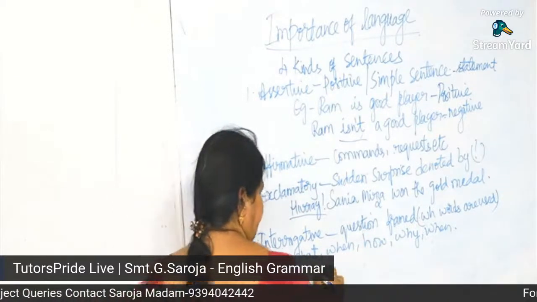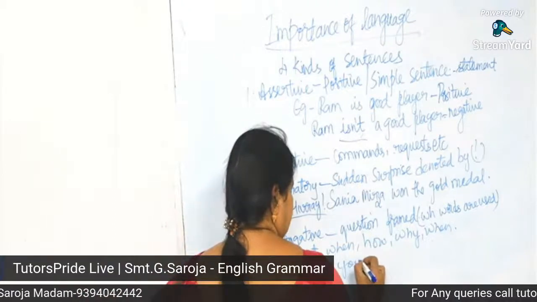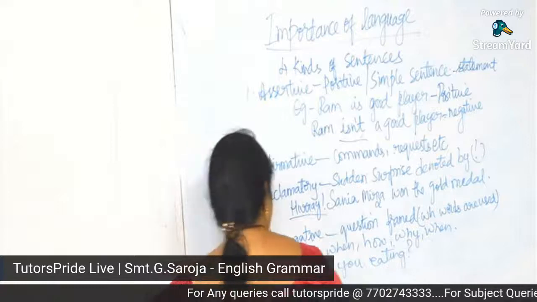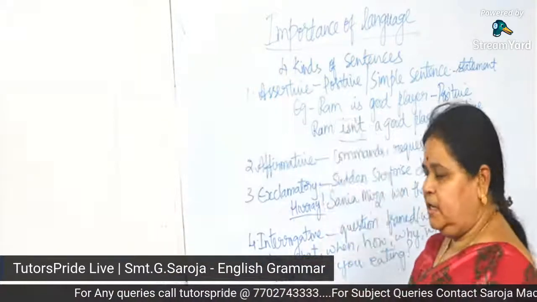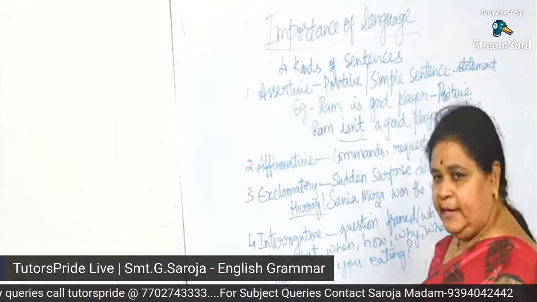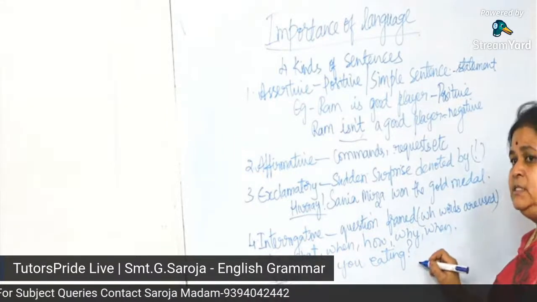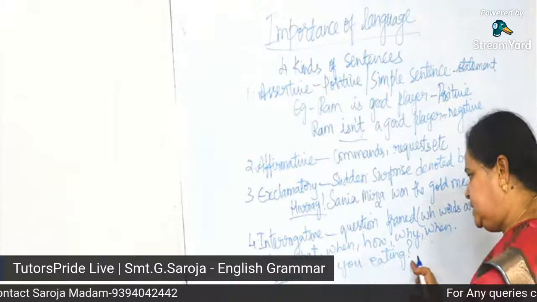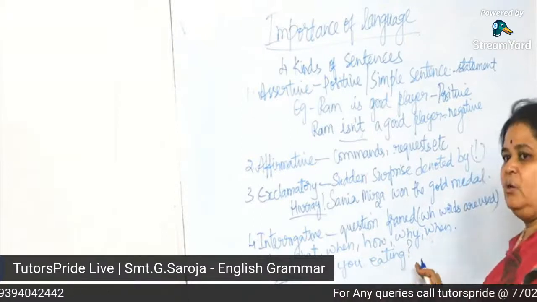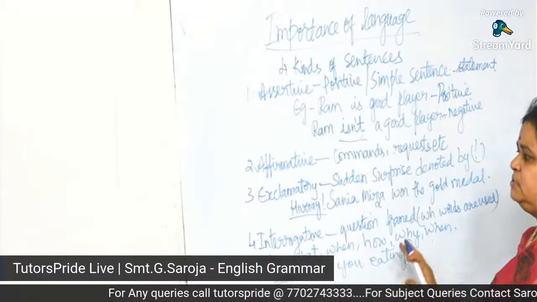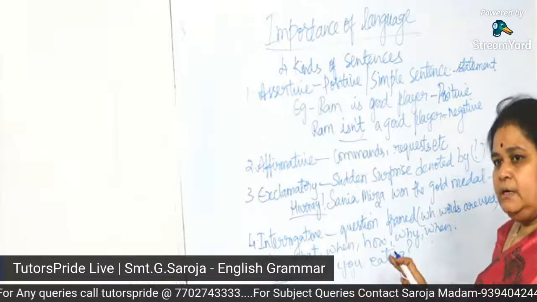What are you eating? So, at the start we use a WH word. What are you eating? And the ending will be a question mark. This sentence will end with a question mark. Why? Because it is a question. A question always ends with a question mark. So, these are the four sentence types mostly used in our daily grammar.